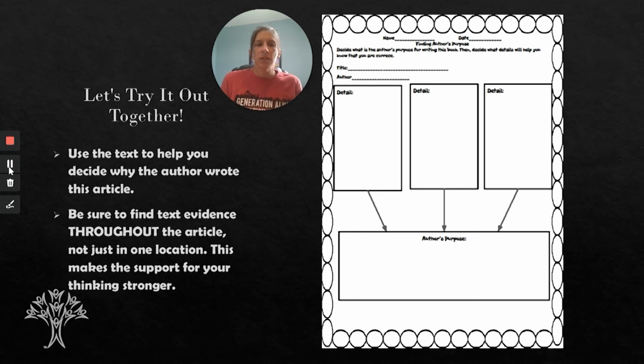Now, it's really key, and I have to tell my students this all the time, that you look for evidence throughout the whole article. If you only find it in one location, a lot of times that's not the purpose for the entire article or the entire story. So you need to make sure that when you choose your purpose, you can find evidence throughout the entire story to really solidify that that is the reason why the author has written the story. So I went back and looked at things and I said, you know, I'm going to say that the author's purpose was to persuade us.